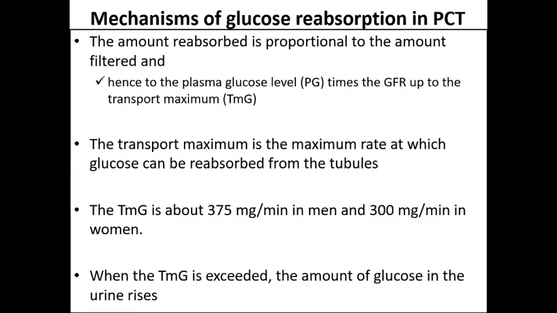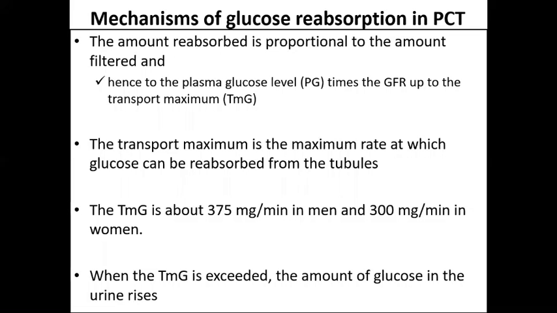So it means that in men, if the glomeruli are filtering 375 milligrams of glucose per minute, the entire 375 milligrams per minute that is being filtered will be reabsorbed. The moment in men they start filtering more than 375, for instance 379, there is some extra amount of glucose that can't be reabsorbed because the transporter proteins have reached the maximum workload. So the extra glucose won't be reabsorbed. It will appear in the urine.